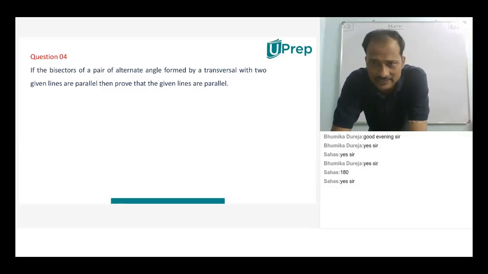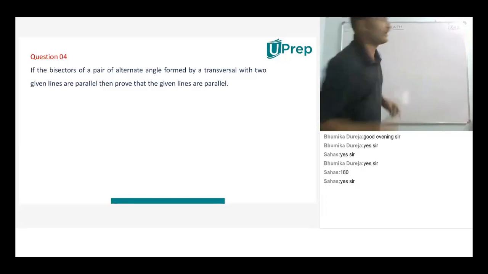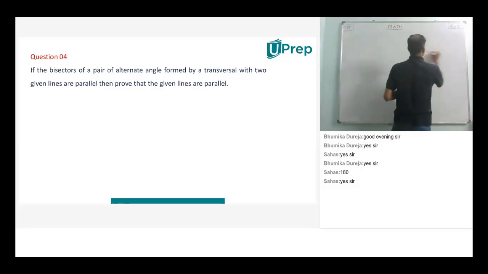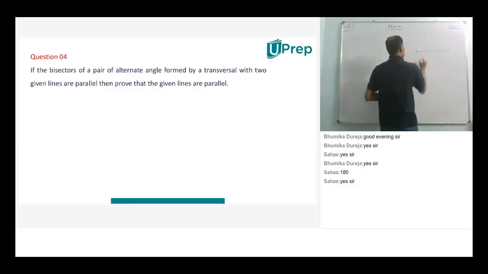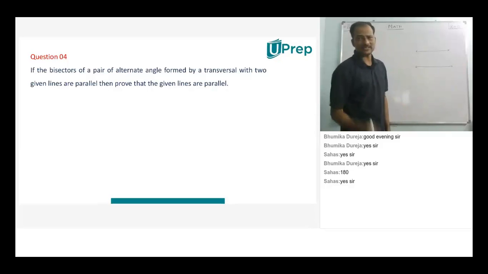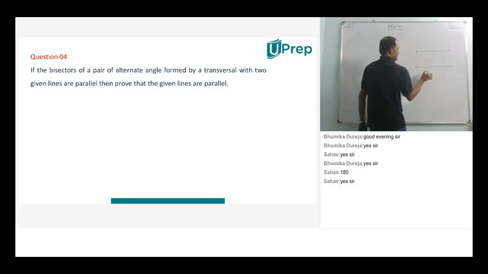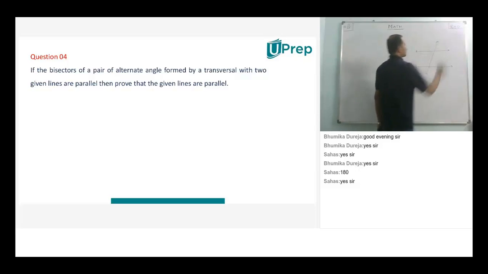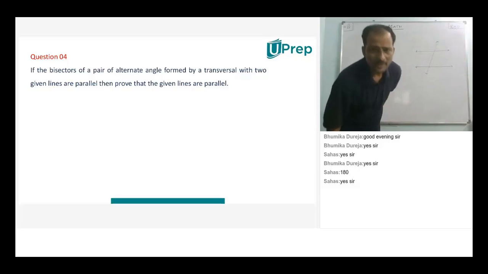...by a transversal with the two given lines are parallel, then prove that the given lines are parallel. Wonderful question. Let us draw two coplanar lines. Coplanar lines means the lines belonging to the same plane. Now we are going to take a transversal. Now according to the question, the bisectors of a pair of alternate angles.